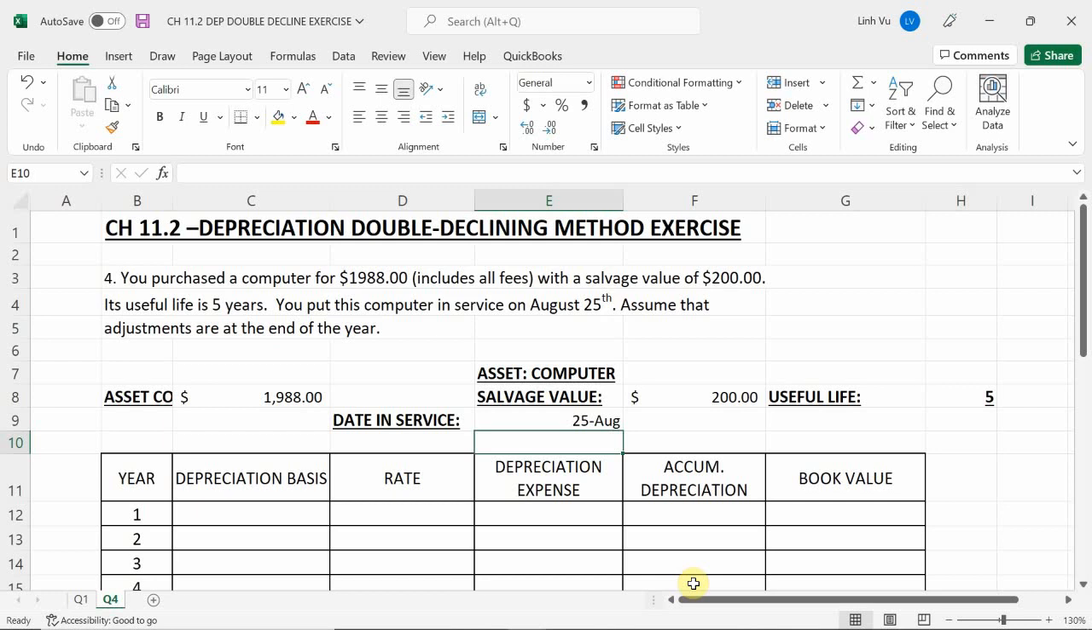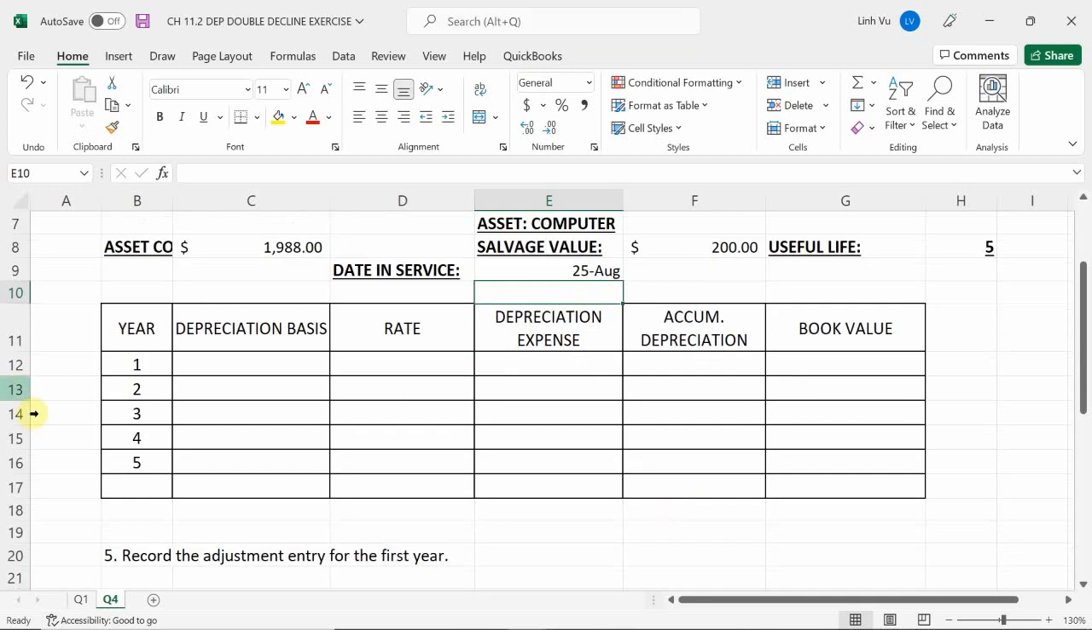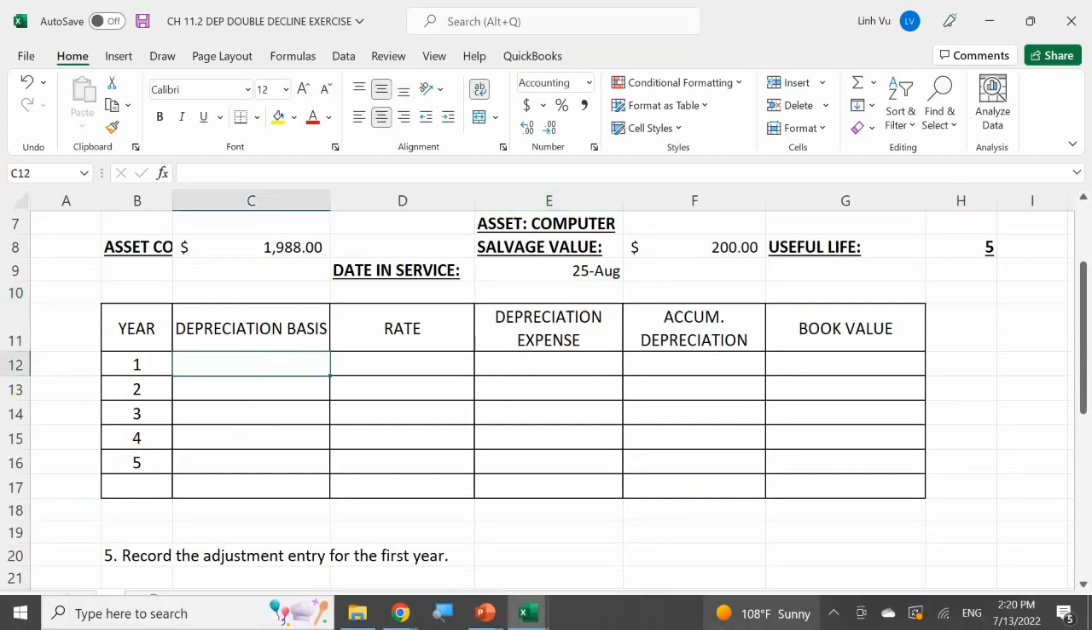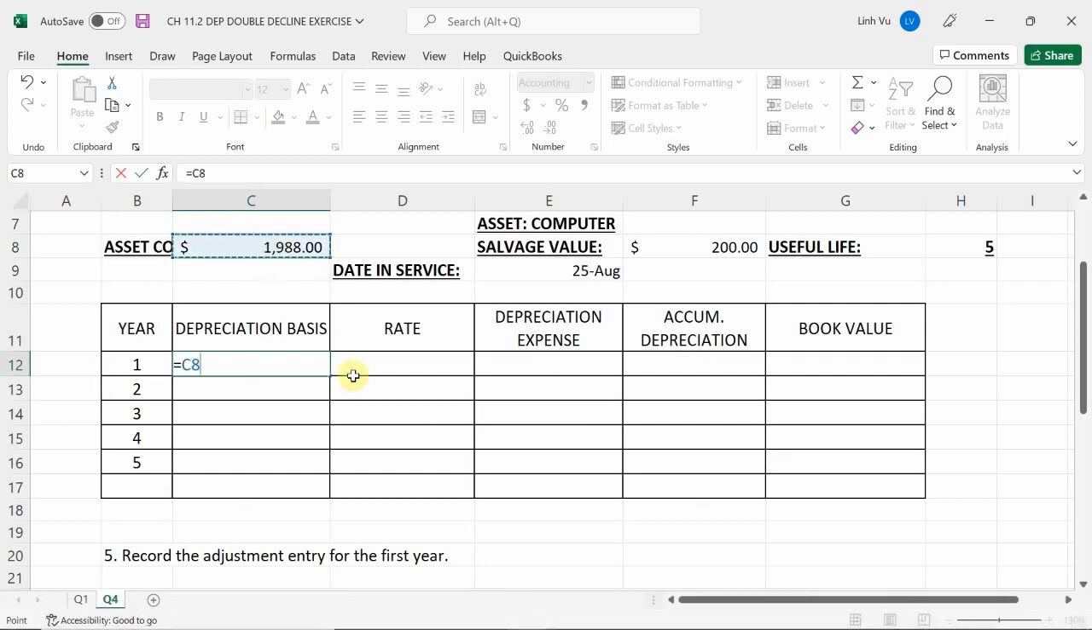How much would it cost me if I only need to depreciate it for 6 days? That's not worth depreciating for only 6 days. So you're better off just taking those 6 days and shoving them into the next month. In this case, we're not depreciating as of August. We're going to depreciate as of September. So for the first year, what is my depreciation basis going to be? The 1988.